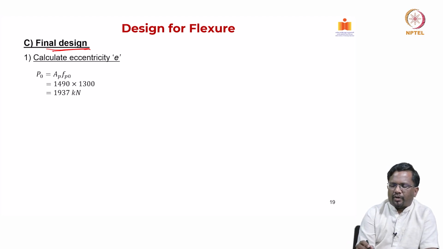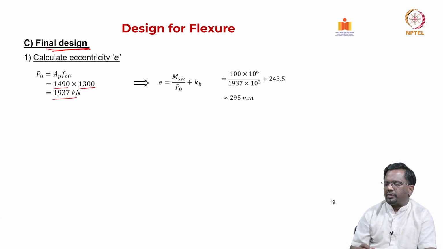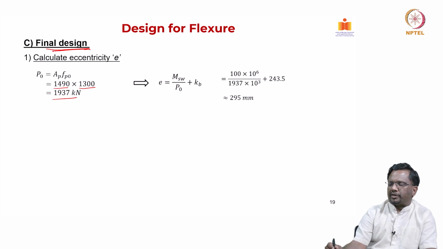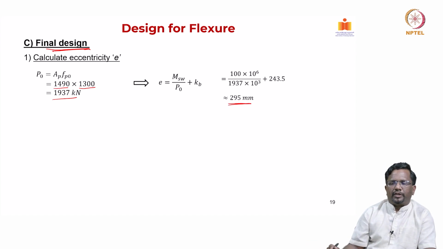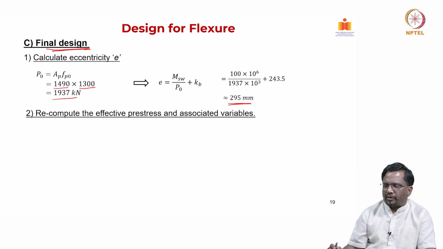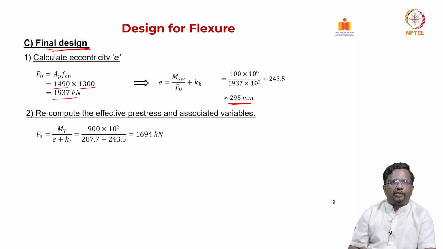Now for P naught is 1490 times 1300, because fp naught in the problem we have been asked to take 1300. So P naught is this. Now the eccentricity to satisfy this kern 1 problem is 295 mm, right? So this we have derived previously, from the kern zone. Now we have done e. Now we are going to recompute the effective pre-stress and associated variables.